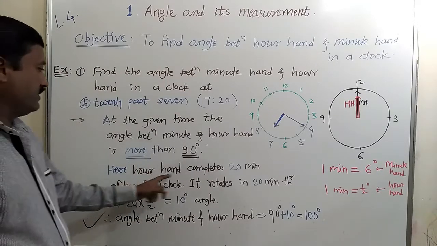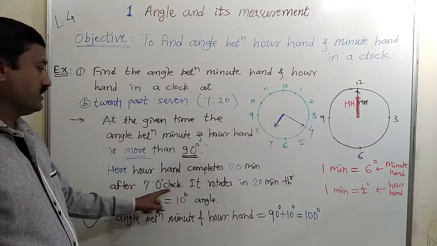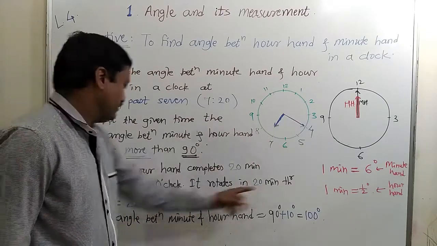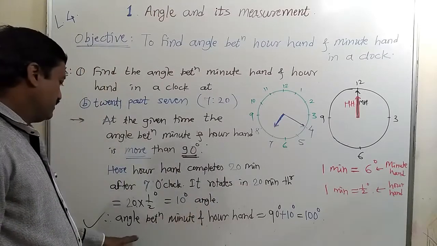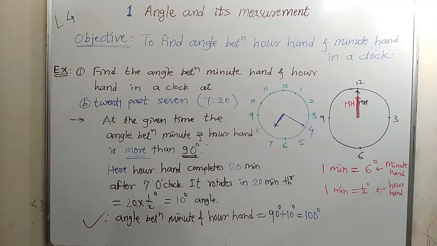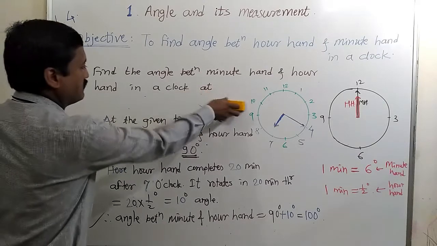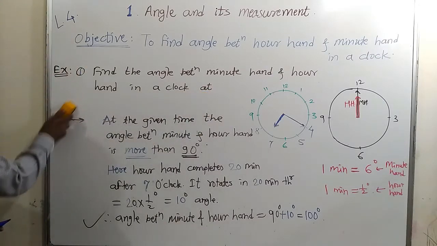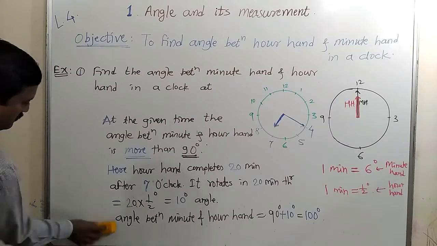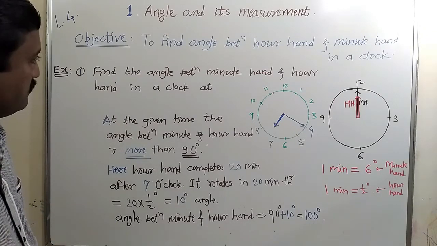And the hour hand completes 20 minutes after 7 o'clock. So it rotates in 20 minutes through a 10-degree angle. Therefore, the angle between these two hands will be 90 plus 10, that is equal to 100. Let us see the next one, third. Example number 3.